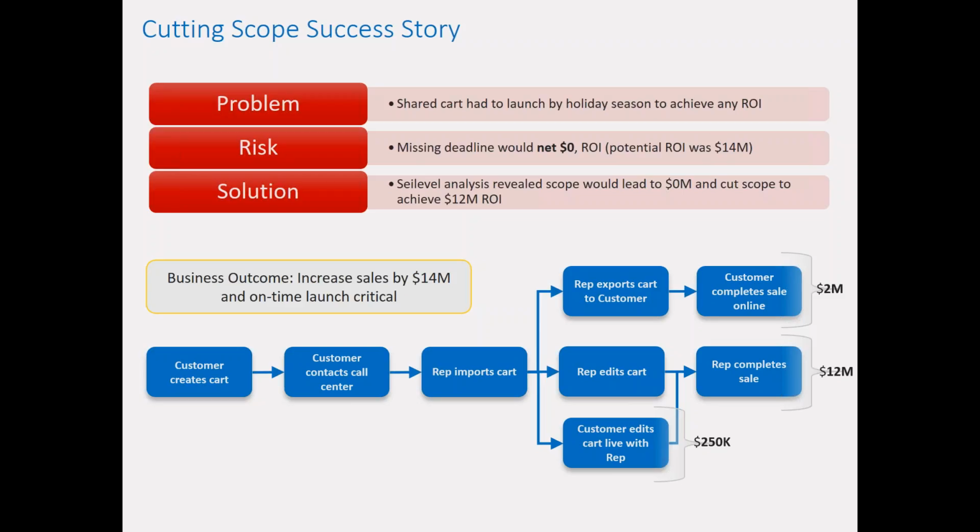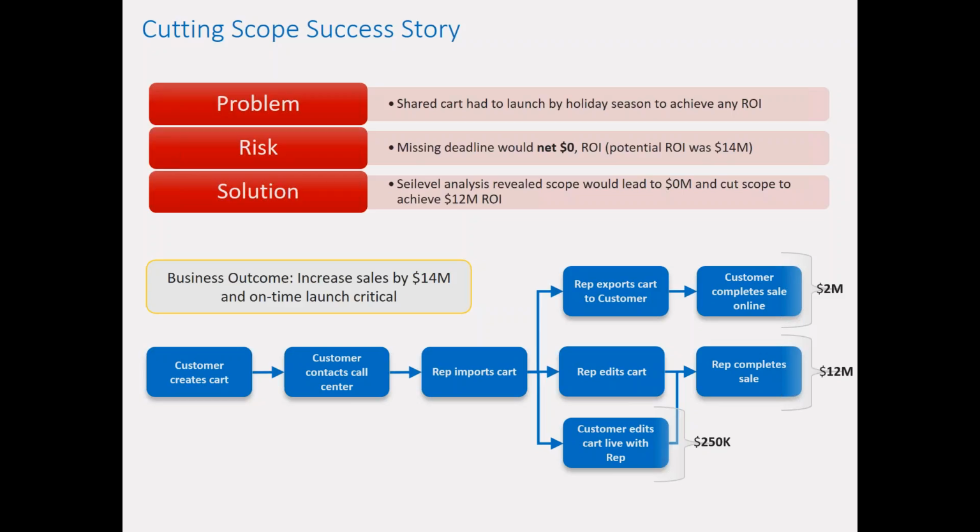So they focused all their resources on building that middle of this diagram, right, where the rep edits the cart and completes the sale. And they deprioritized the other two features to do them later. And I will tell you that development team worked around the clock. There were literally no more hours that they could have worked. And they did get it done, but all they got done was the middle part. That was the reps could edit the cart and complete the sale.